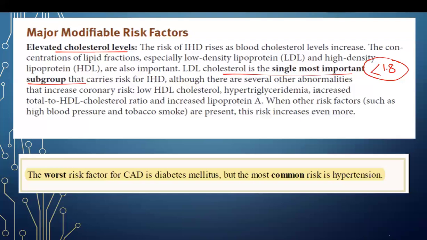Now, how the question will come in the exam will determine your answer. If the question says, what is the single most important risk factor for ischemic heart disease? That is cholesterol, or more importantly, LDL cholesterol. If the question asks, what is the worst risk factor? That is diabetes, because if a patient has coronary artery disease and they have diabetes, it just gets very complicated. What is the most common risk factor? That is hypertension. So try to remember these three questions: single most important risk factor, worst risk factor, and most common risk factor.